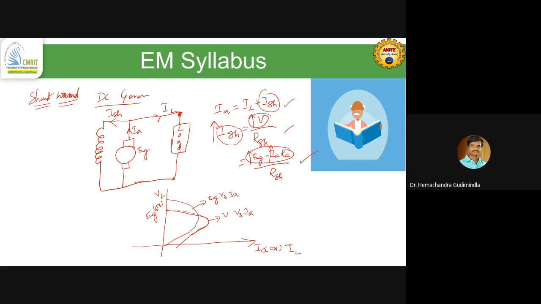Now we will look at the DC motors. Basically, what are the different types of DC motors? We have series motor, shunt motor, and compound motor.